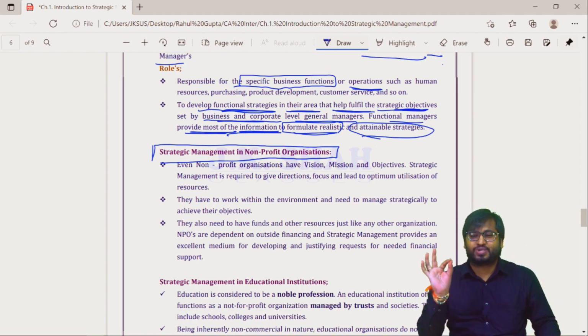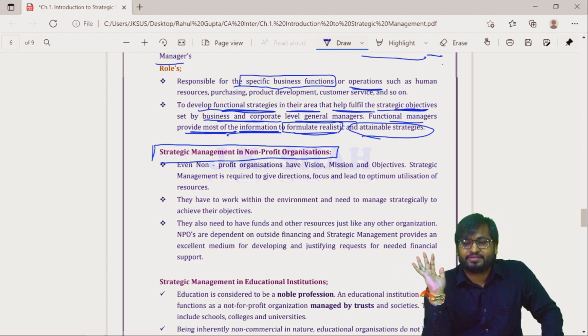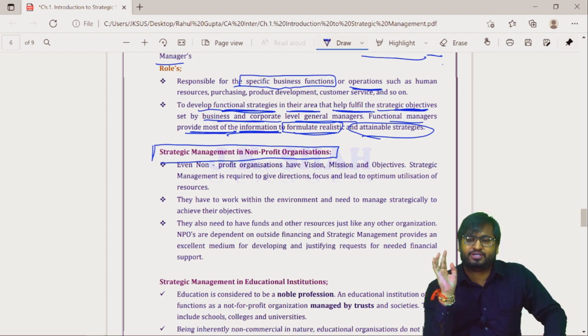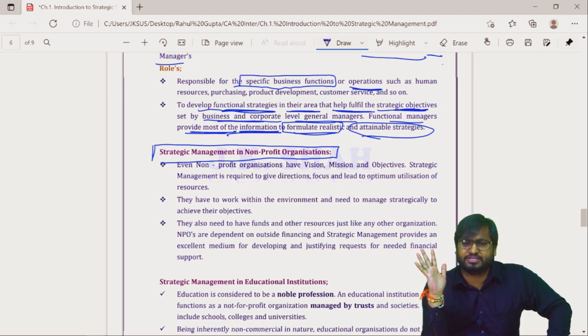First, education is a noble profession. Since it is a noble profession, it is managed by trusts and societies. If it is managed by trusts and societies, it is not for profit. The objective behind this is not to make money, but to serve society at large, to give proper formal education to the students, participants. So education is a noble profession. It is managed by trusts and societies. It is not a profit-making organization.